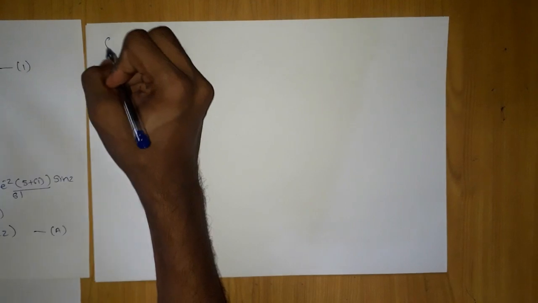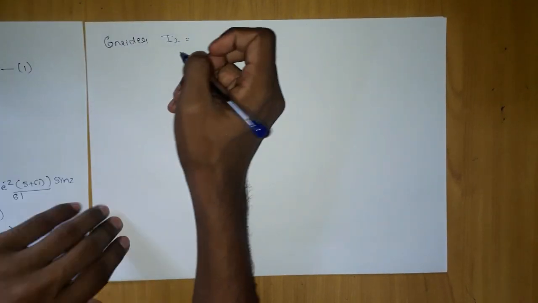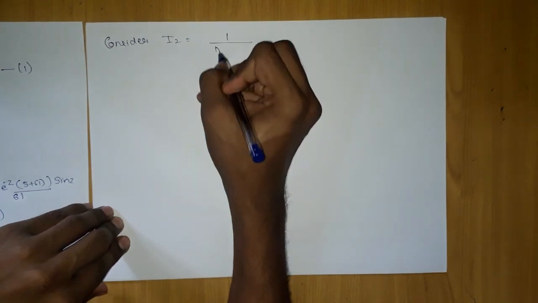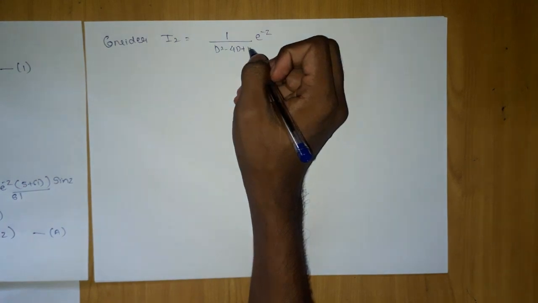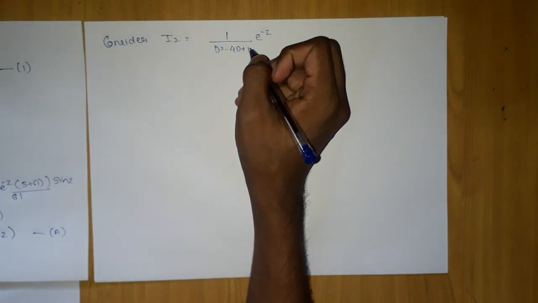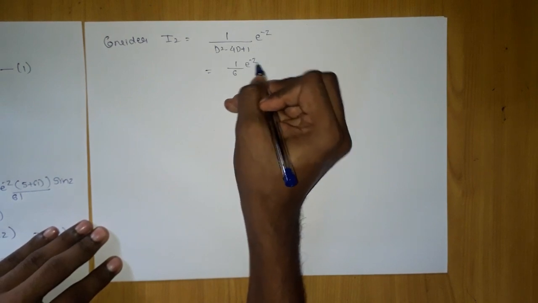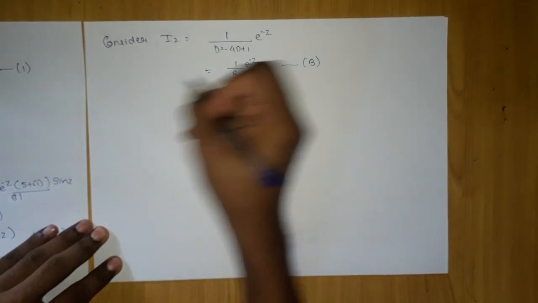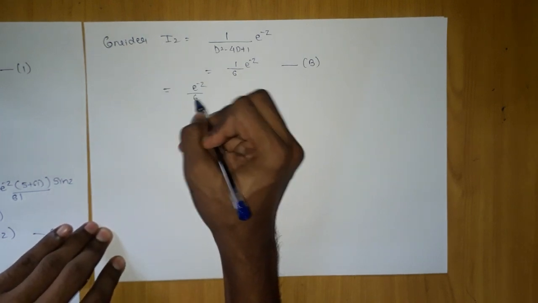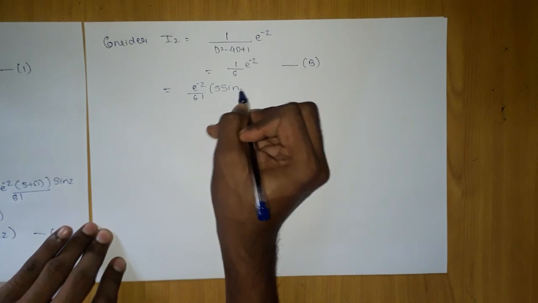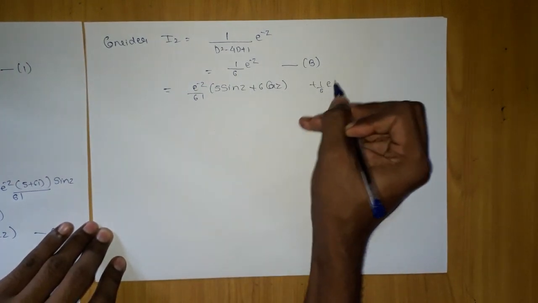Now let's consider I2. If I consider I2, I have 1 by D square minus 4D plus 1 e to the power minus z. I straightforwardly substitute minus 1 in place of D, which gives my final answer as 1 by 6 e to the power minus z. I will call it B. I will substitute everything in my first equation, which gives me e to the power minus z by 61, 5 sin z plus 6 cos z, plus 1 by 6 e to the power minus z.